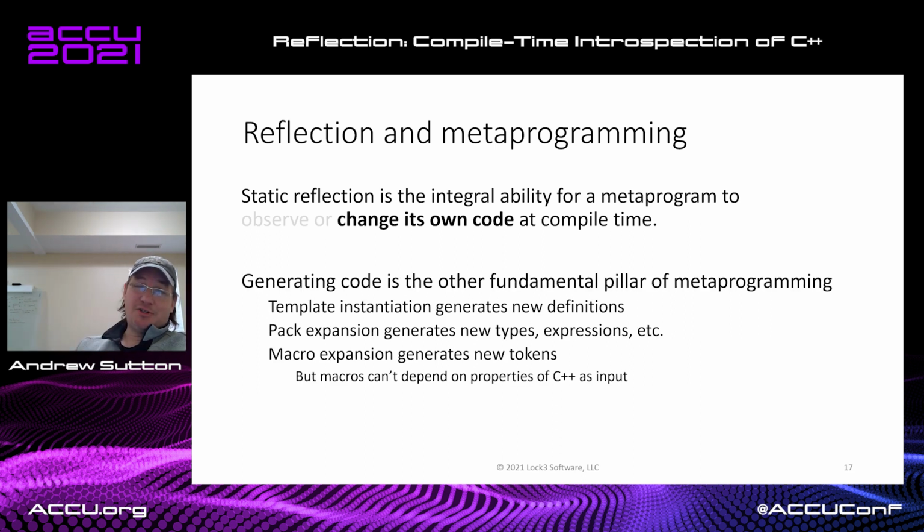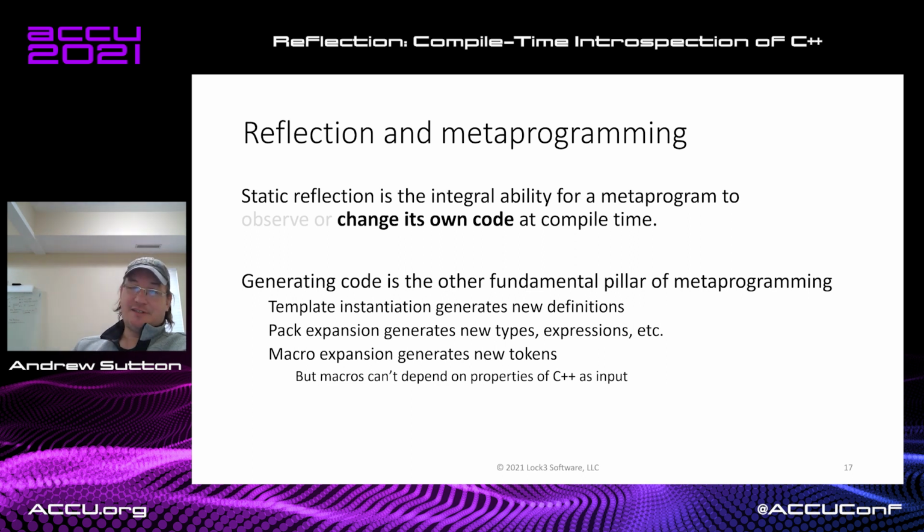But if we want to talk about generating code, I think that's good, right? So if by change its own code, what we mean is that we can add to the program, we already do that with templates. I mean, template instantiation generates new definitions. It changes the translation unit in the sense that it's sort of appending to what we've written, right?